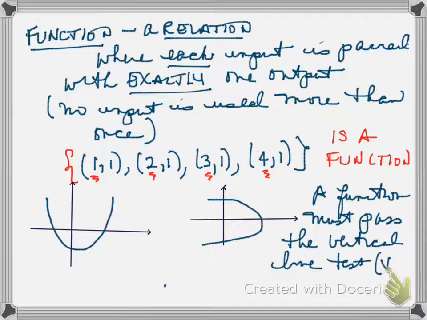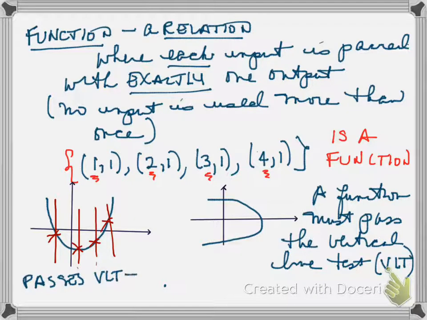I usually abbreviate that simply by VLT. And if you remember from algebra, the vertical line test says that if you take your graph and you draw a vertical line through it, it should pass through the curve once and only once. So this graph over here, which I've drawn, every time I draw a vertical line, notice it crosses the curve once and only once. So this one passes the vertical line test, which means that it is a function.